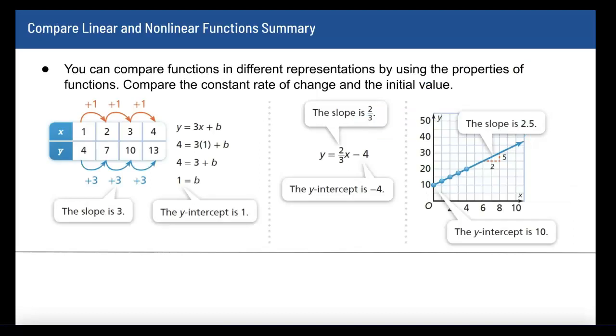Summarizing, comparing linear and nonlinear functions. You can compare functions in different representations by using the properties of the function. For example, we can compare two linear functions by talking about the slope and the y-intercept. This is the constant rate of change and the initial value. Remember that we can compare linear and nonlinear functions by simply the fact of whether or not they create a line when they are graphed.